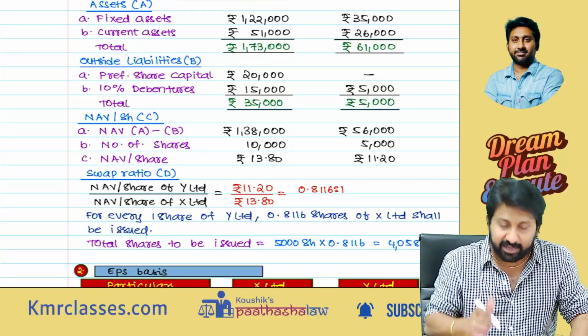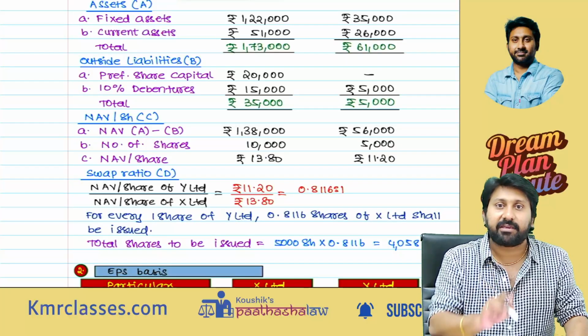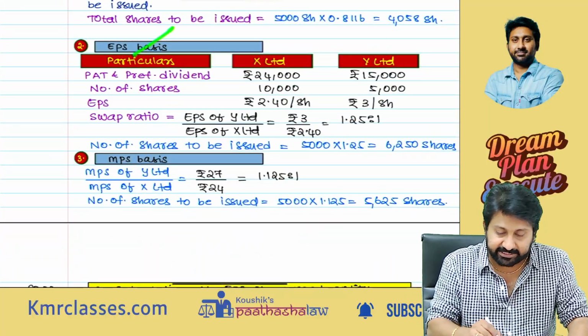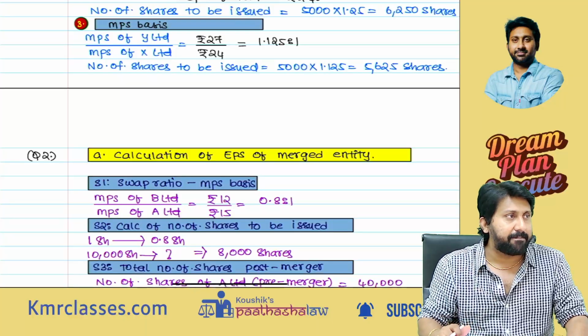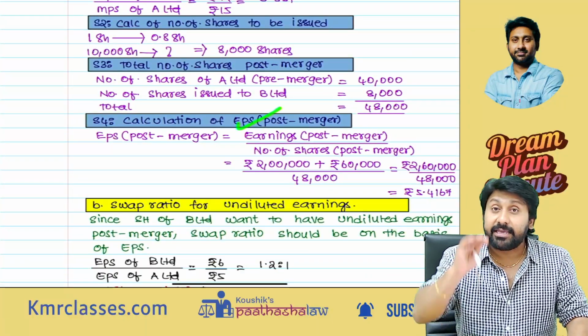So normally, in the NAV model, what to do? NAV per share. Don't calculate total NAV. NAV per share of selling company by purchasing company. On EPS basis, EPS of selling company by EPS of purchasing. MPS of selling company by MPS of purchasing. That's it. No sir, I wanted to calculate EPS after merger.